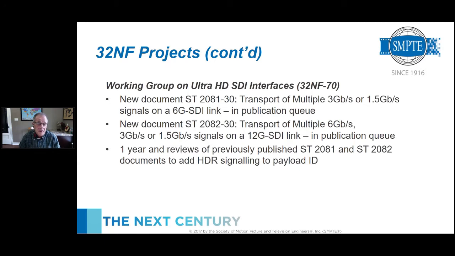So 32NF70 is our working group on ultra-high def SDI interfaces. So this is basically 6 gig and 12 gig interfaces. And again, there's a bunch of documents here. The 2081 series are the 6 gig ones. The 2082 series are the 12 gig ones. There's a physical interface document for both, and then there's mappings. The -10 and -11 ones are for single link, the 20s are for dual link, and the 30s are for quad link.